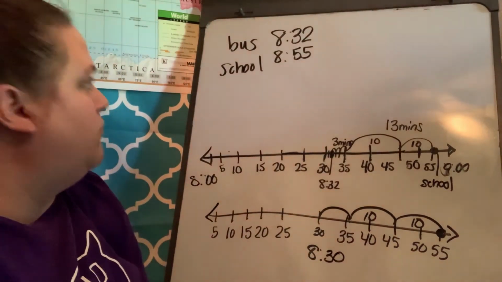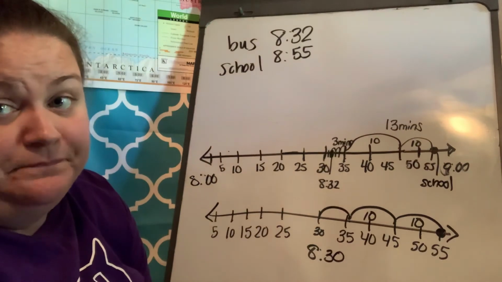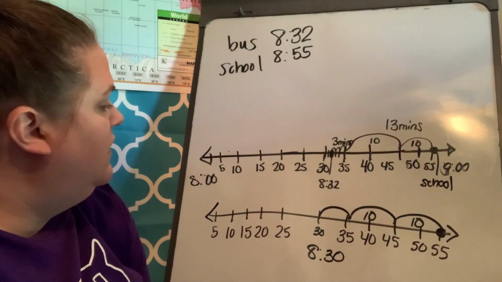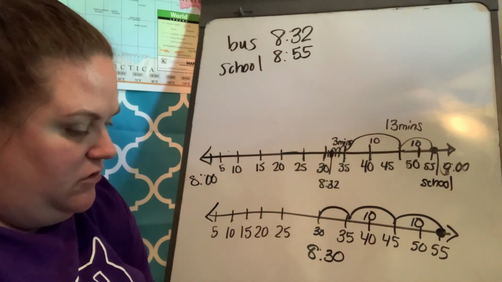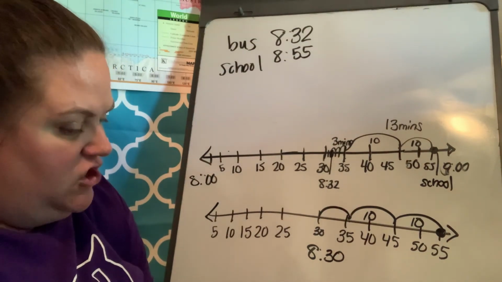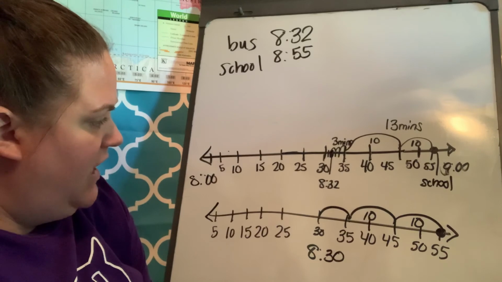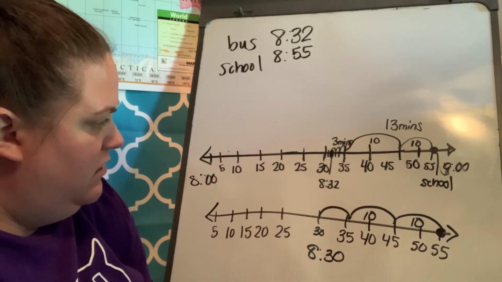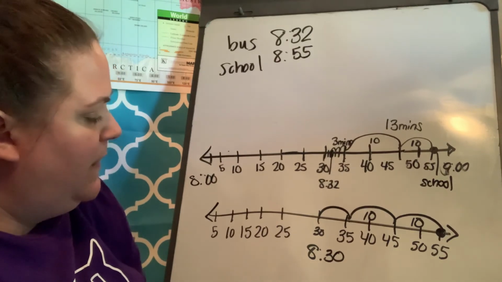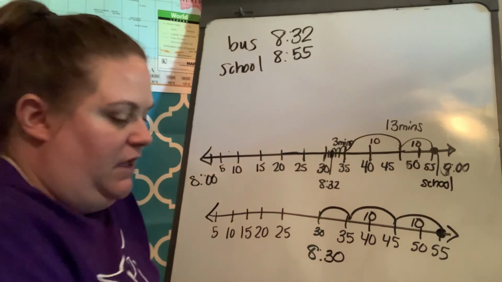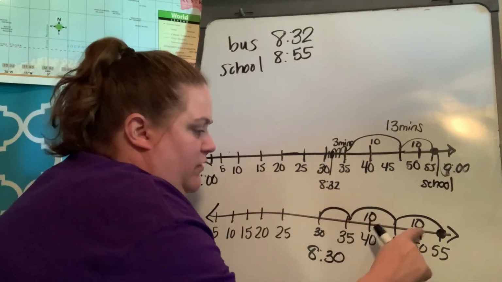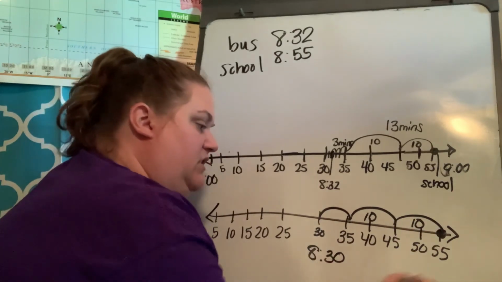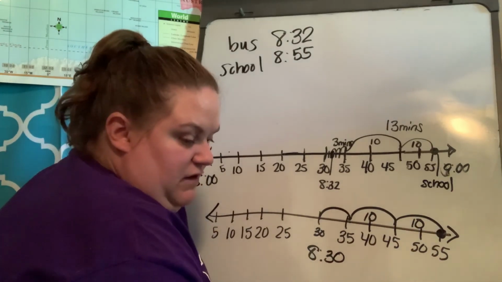Let's see what I did wrong. This is what happens when you rush. Got it wrong. So if I did Joan's math correct, she'd get on the bus at 8:30 because that would be 5, 10, 15, 20, 25. That's 25 minutes. 8:30 to 8:55 is 25 minutes.